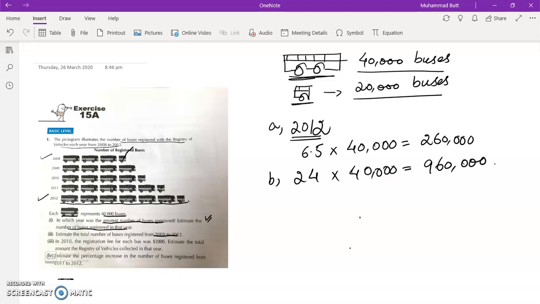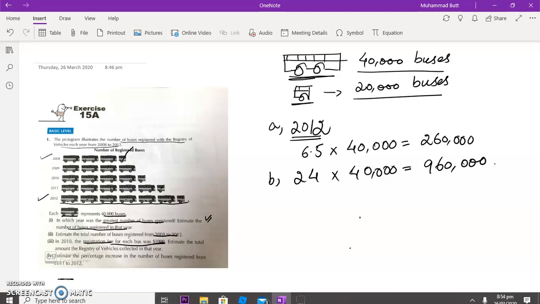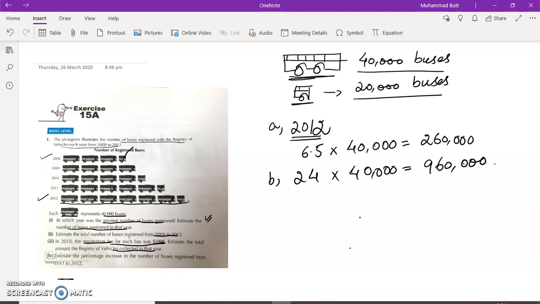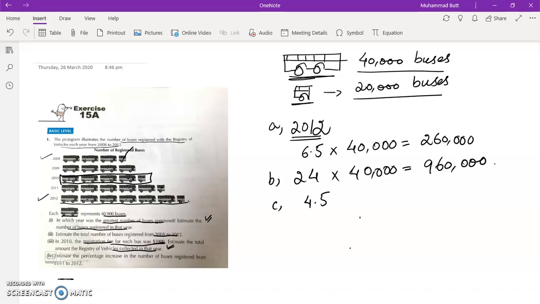In part C, they are telling you that in 2010, the registration fee for each bus was 1,000. Estimate the total amount the registry of vehicles collected in that year. It means, first of all, you are going to find out the number of buses which were registered in 2010. 1, 2, 3, 4, 4.5 buses. The pictogram is showing 4.5 buses.